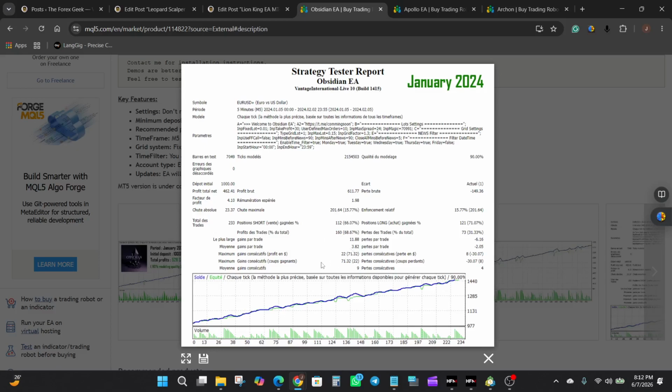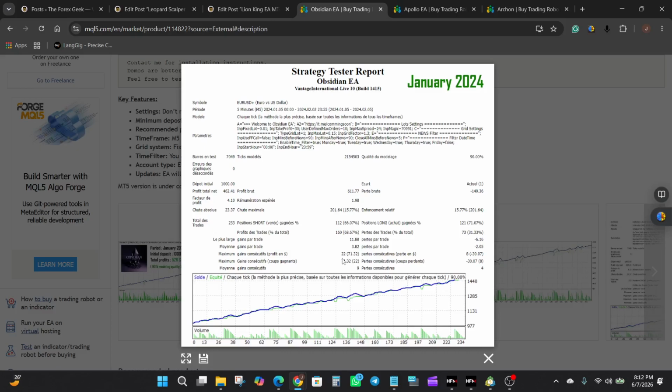Symbol Euro USD, and okay, we are seeing total trades 233. Short positions are 112 with 66% win rate. Long positions are 121 with 71.07% win rate.